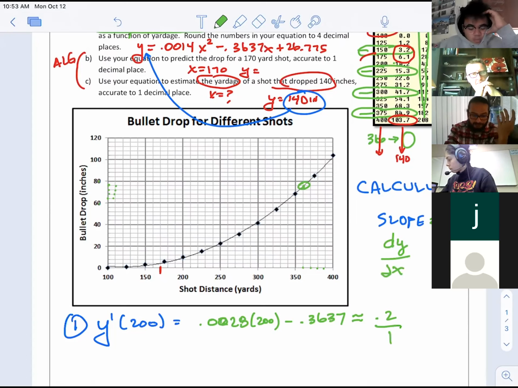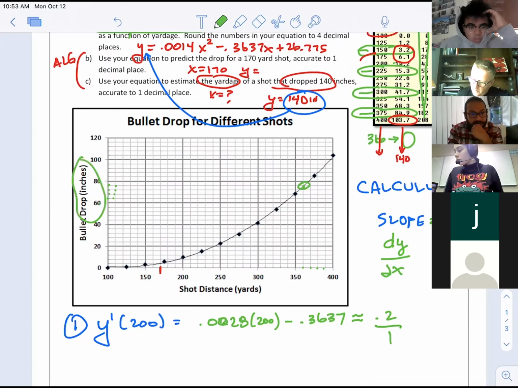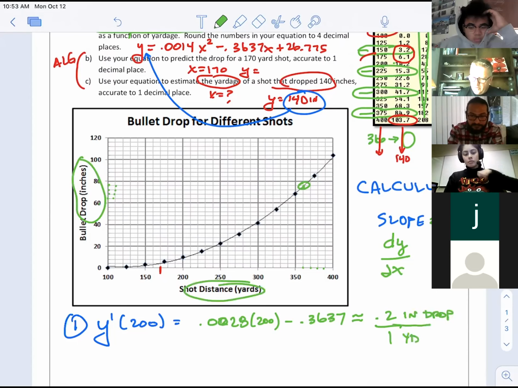It's inches per yard, isn't it? Yeah, notice it's change of y. What are the y units? The y units were inches of drop, and the x units were yards. I guess I'll just leave it at yards, but I could say shot yards or yard shot or something like that. Does that help you at all? Does that mean anything to you now? Would you get the units back involved?